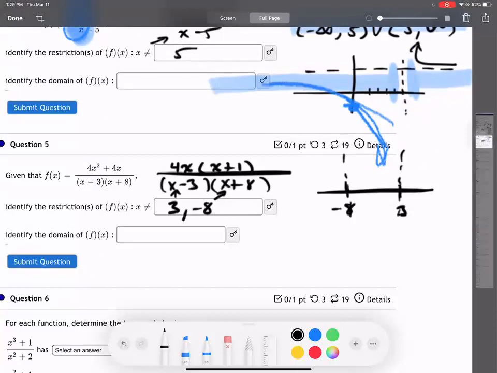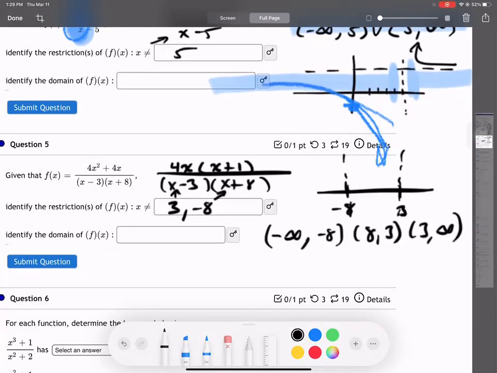So when it comes to our domain, we want to make sure we cover our domain quickly. So what x values am I allowed to use? You're allowed to use any x values except for negative 8 and 3. So we're going to go from negative infinity, going all the way to negative 8, take a break, from negative 8 to 3, take a break, and from 3 to infinity.